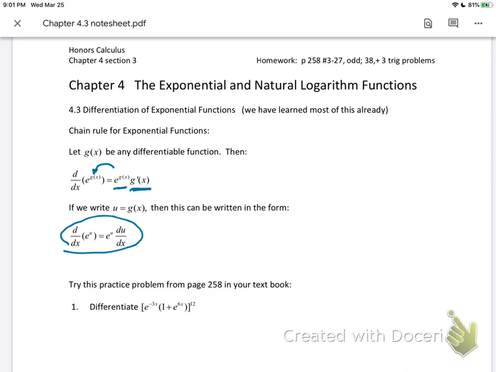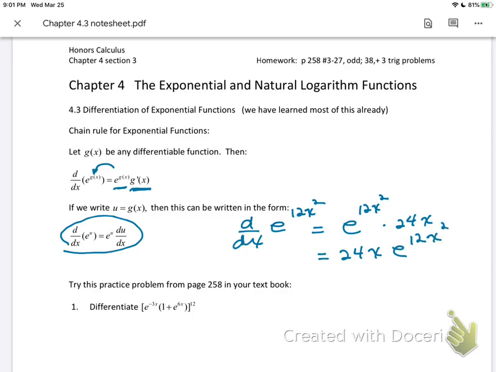So let's do an example. Take the derivative with respect to x of e to the 12x squared. That derivative is going to be e to the 12x squared times the derivative of the exponent, so times 24x. Now you want to put the 24x in front and not keep it behind. That is the best form for your answer. Okay? All right, so let's continue.